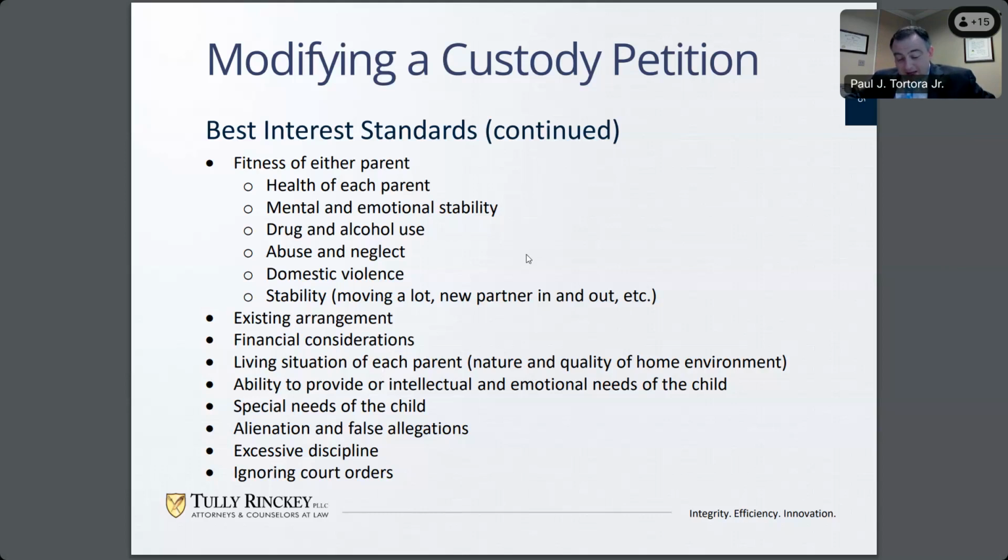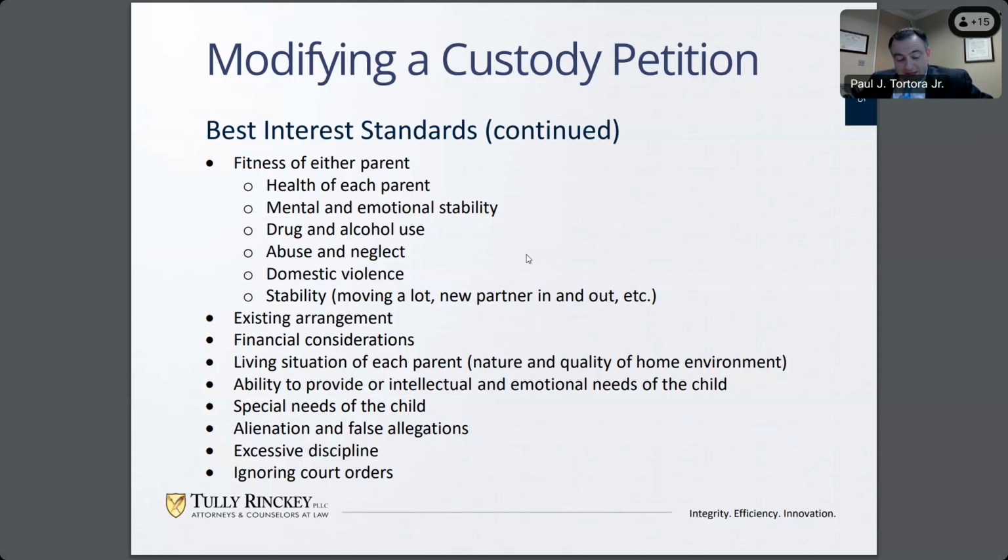Emotional ability to provide for intellectual and emotional needs. If one parent is causing the child stress, anxiety, depression, that will be an important consideration. And also, are they providing a healthy and nourishing environment for the child to be safe and develop in? The court's going to want to look at all that kind of stuff.